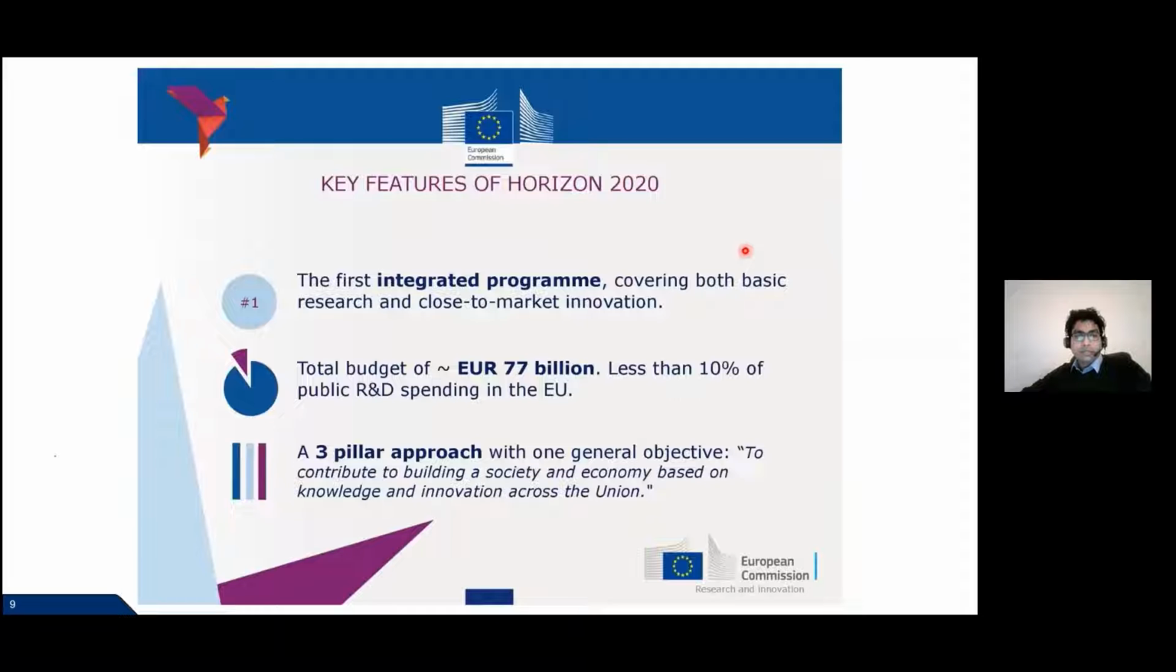So the total budget was 77 billion euros, which was still less than 10% of the public R&D spending in the European Union. So the European Union decided to fund these projects based on a three-pillar approach. What are the three pillars? I will discuss it in the next slide.